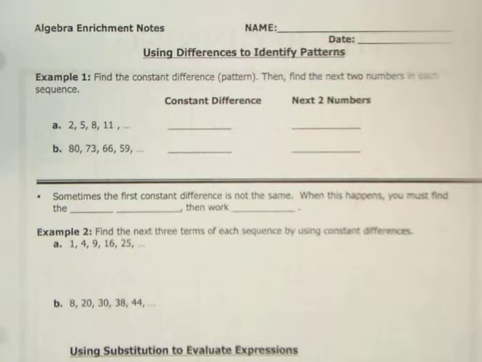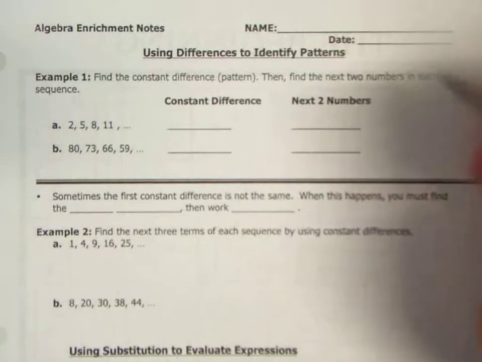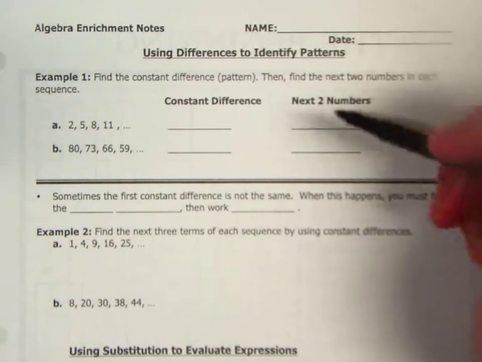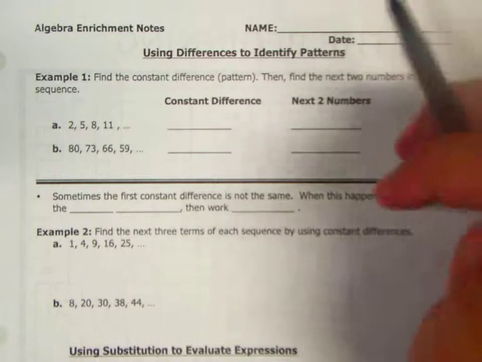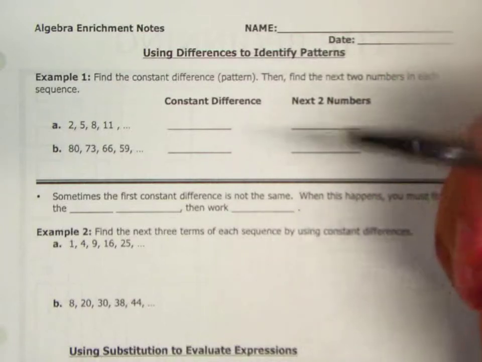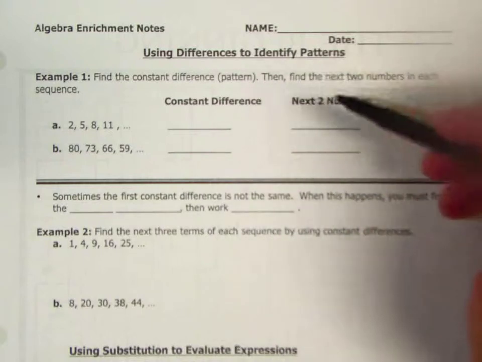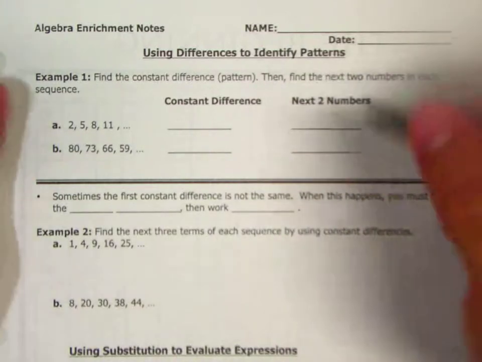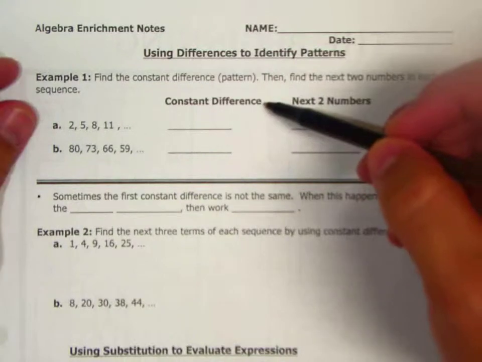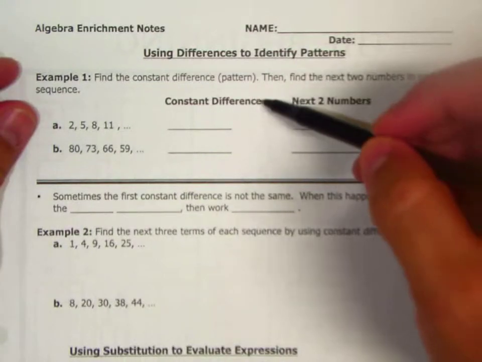Okay, so in cycle one, we're going to be identifying patterns and finding common difference and predicting sequences, and then we'll finish off with substitution down here at the bottom. So this is Algebra 1 enrichment. Now, the first thing we're going to talk about is what is a constant difference. And I said common difference earlier, but it's constant difference.